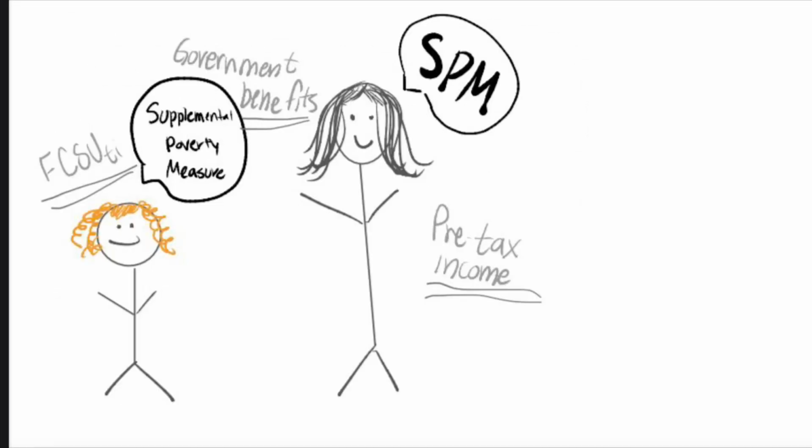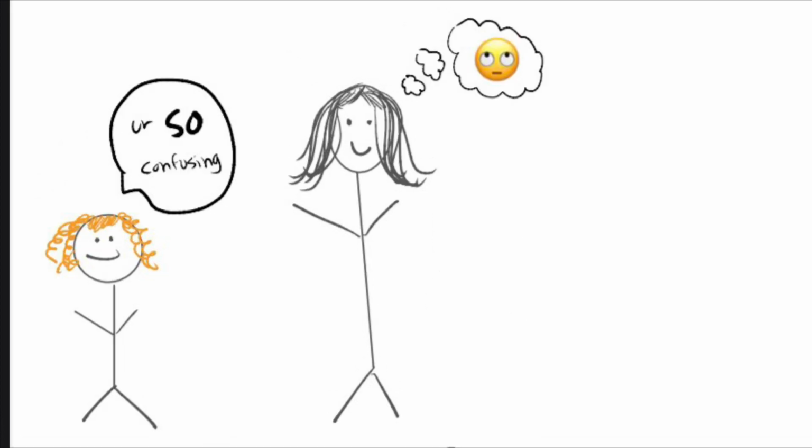Wait, what's the supplemental poverty measure? The SPM is a measure in which FCSUTI thresholds along with median spending is taken into account in order to understand the ways in which a household is meeting their threshold for pre-tax income adjusted for government benefits. Ugh, Mom, you're so confusing. Let me ask my Snapchat AI because he gets me.